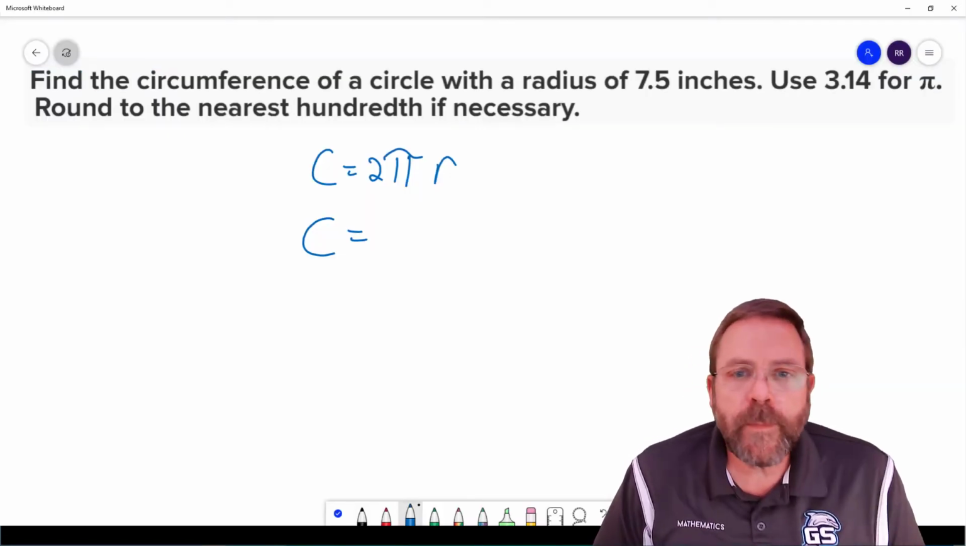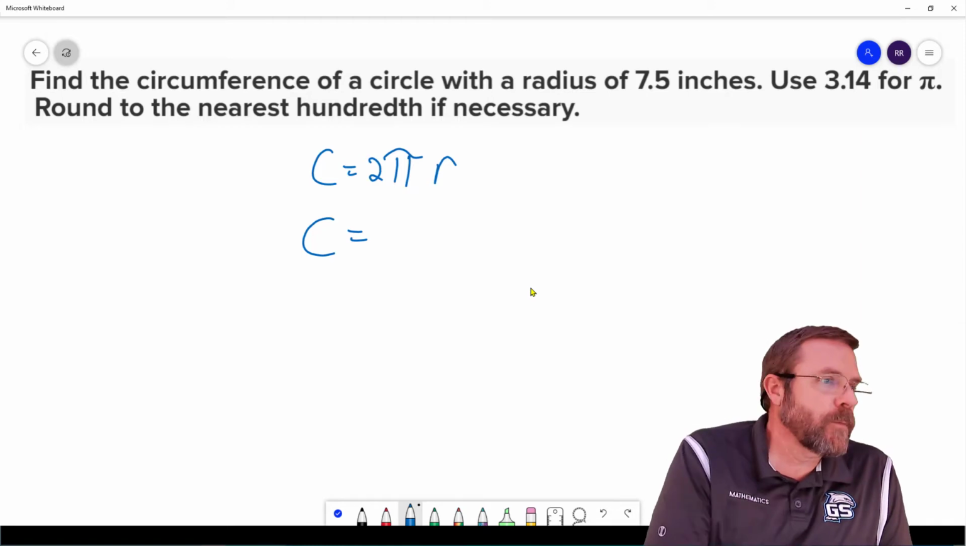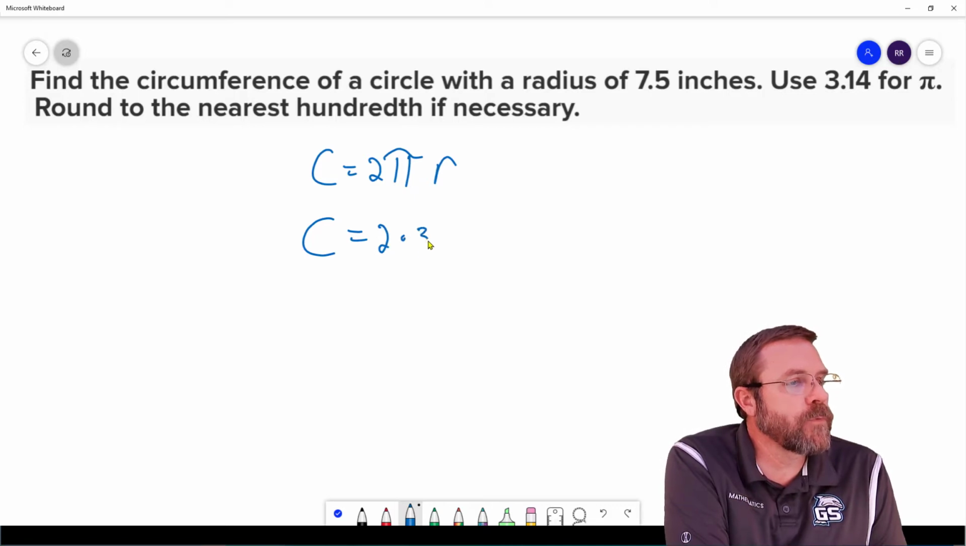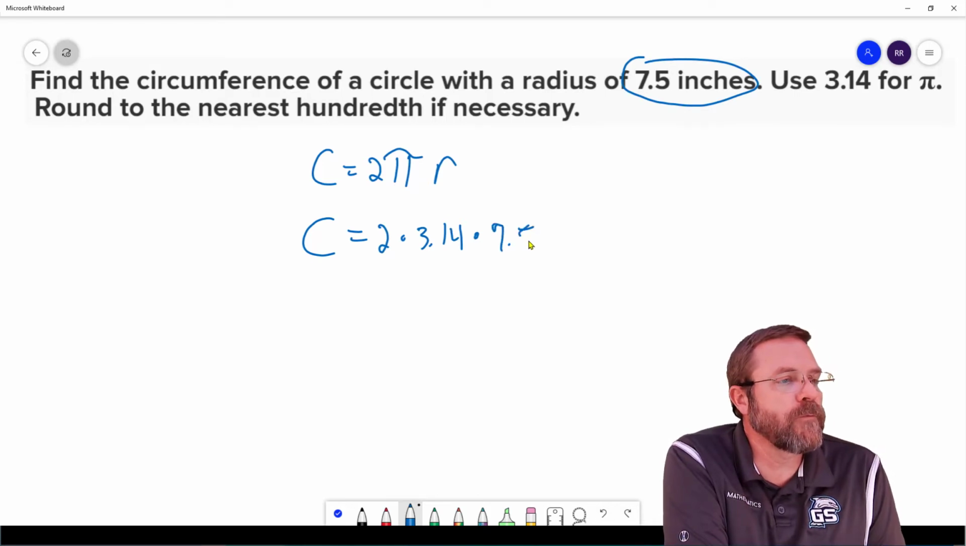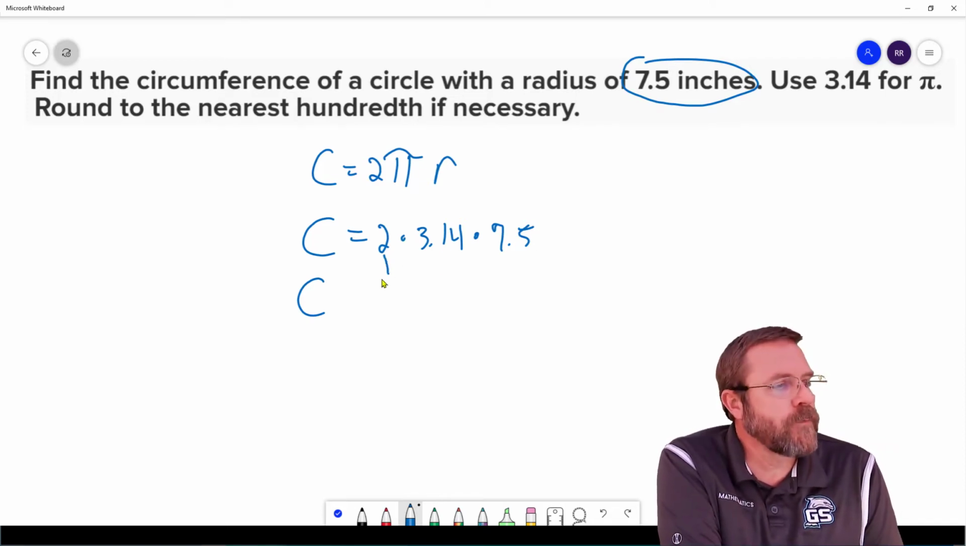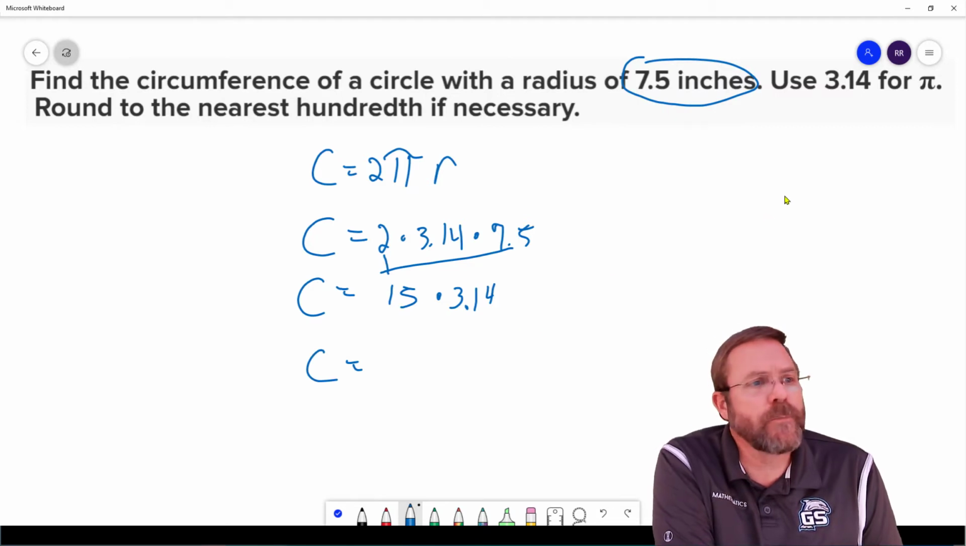Alright, I've gone ahead and started my foundation of the problem, writing my formula. Circumference is equal to 2 times pi times radius. And from here, I'm going to start plugging in what I know. I know the pi is going to be 3.14, and I know my radius is going to be 7.5. 2 times 3.14, I could do that, but you know what would be easier to do is 2 times 7.5. So I'm going to say 2 times 7.5 is going to be 15. And now I have to multiply 15 times 3.14, and that's going to make my math just a little bit easier. So I'm going to do my 3.14 times 15.